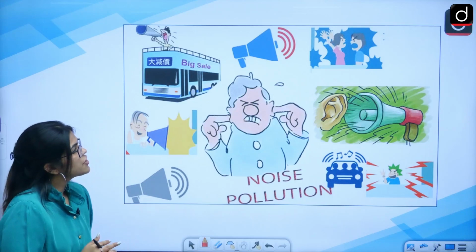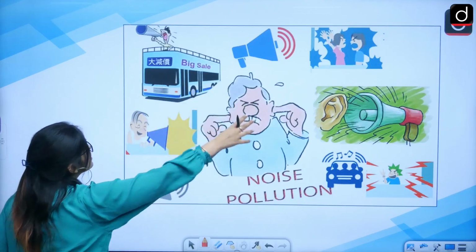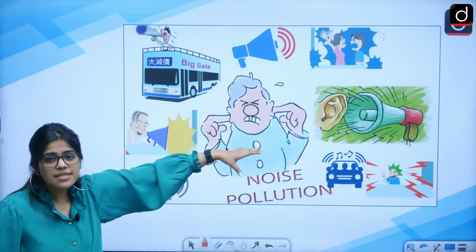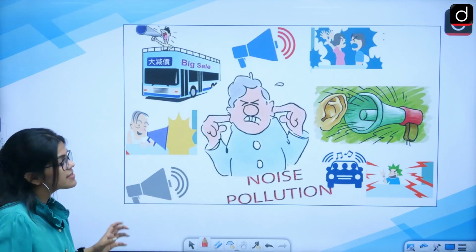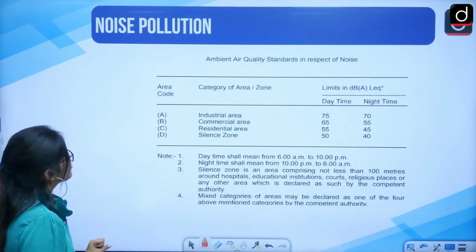So this picture in front of you shows how much the person is suffering because of the honking or the other things, because of maybe the bus, the transport, the music systems, or the person shouting there. These are all different ways of noise pollution.